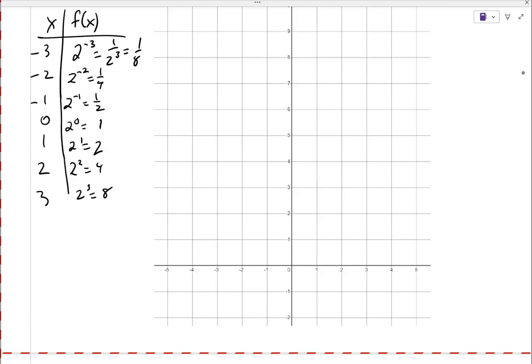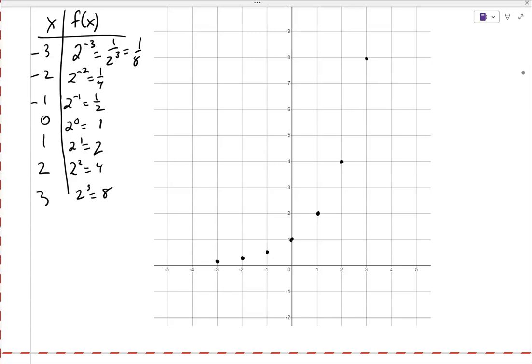So if we plot these, at -3, we're at 1/8. At -2, we're at 1/4. At -1, we're at 1/2. At 0, we're at 1. At 1, we're at 2. At 2, we're at 4. At 3, we're at 8. Those are what the dots look like.